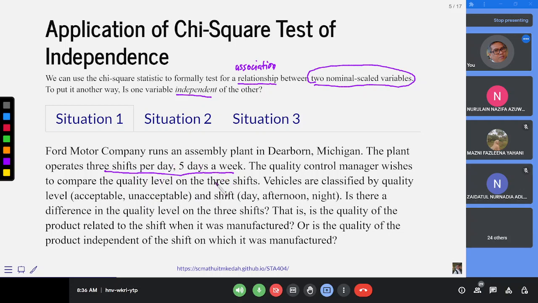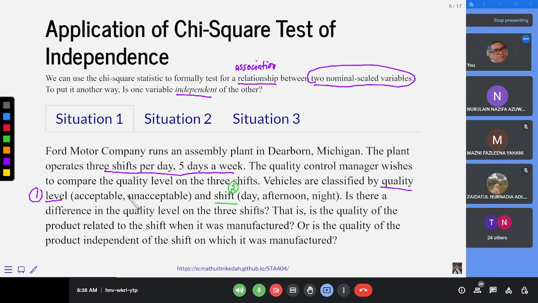So nak tengok ada 3 shifts. So maksudnya ada 3 kategori kat sini. Vehicles are classified by quality level, acceptable and unacceptable, and shift: day, afternoon, and night. So in this situation, you can see that you have 2 variables. What are the variables? The first variable is quality. Okay, this is number 1. And then the second variable is the shift. So this is number 2, right? Okay, and then in each variable, for the first variable quality level, you have 2 categories, acceptable and unacceptable. Meanwhile, for the shift, you have 3 categories, day, afternoon, and night.